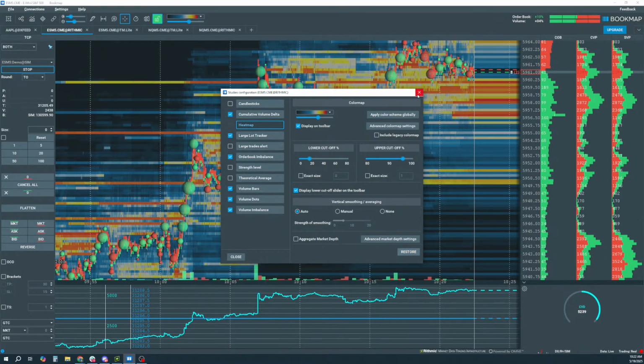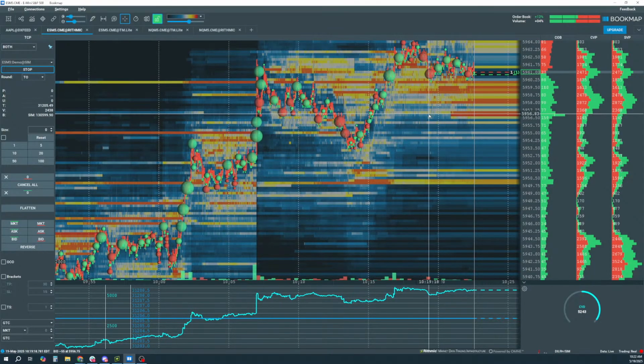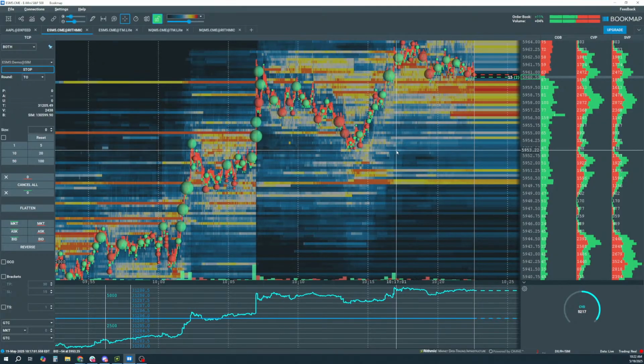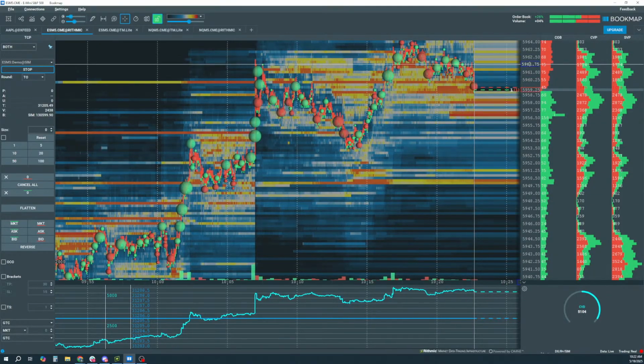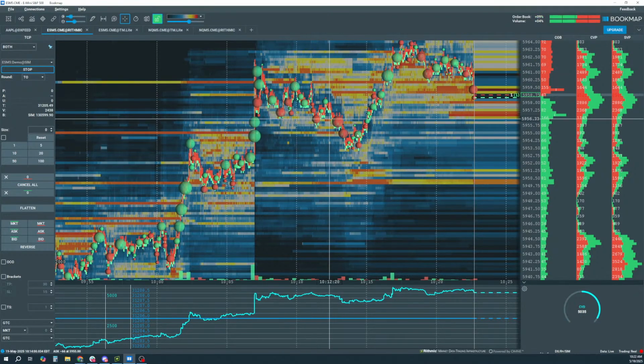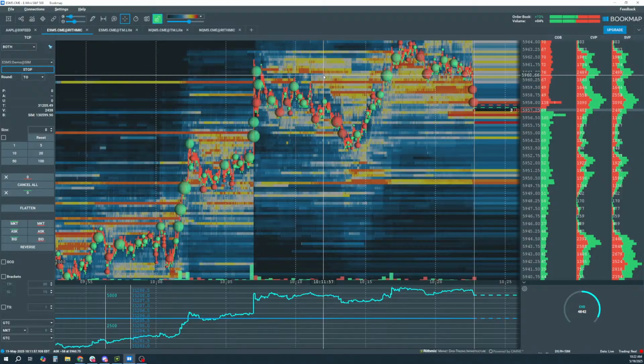Okay, so you should see this. It should be exactly the same. This is the default setting here. Okay, so your heat map should look similar to mine if you have half an hour of data, you zoom vertically, and you have the default setting. Okay, that should do the trick.